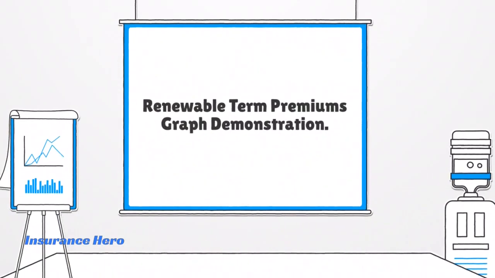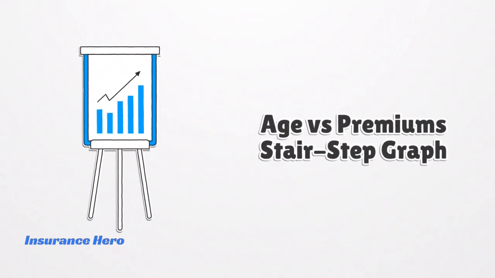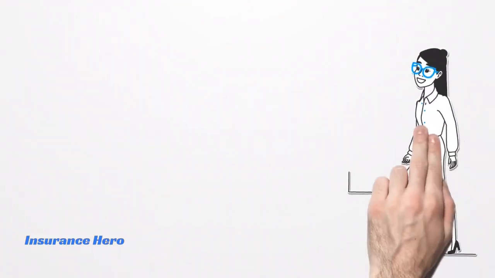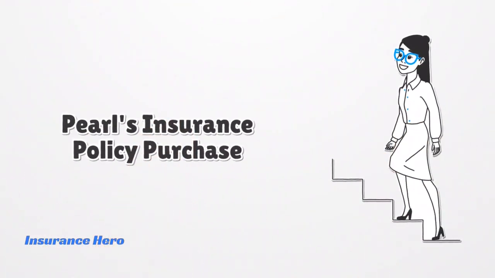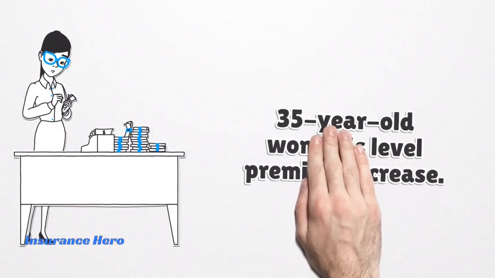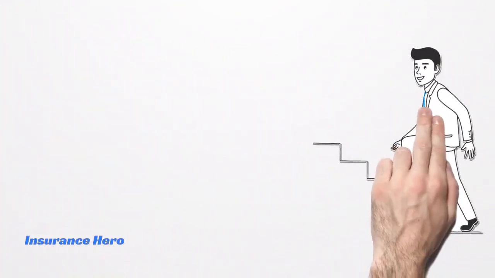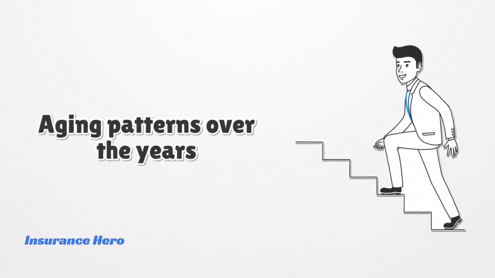Instructor draws a graph to illustrate renewable term premiums. Let's look at how the premiums might change for a renewable 5-year term policy. Instructor draws a graph with age on the x-axis, premiums on the y-axis, and a stair-step pattern to show premium increases every 5 years. At age 30, Pearl buys the policy. When she renews at age 35, her premium goes up and stays level until age 40. Then it increases again and remains level until age 45, and so on.